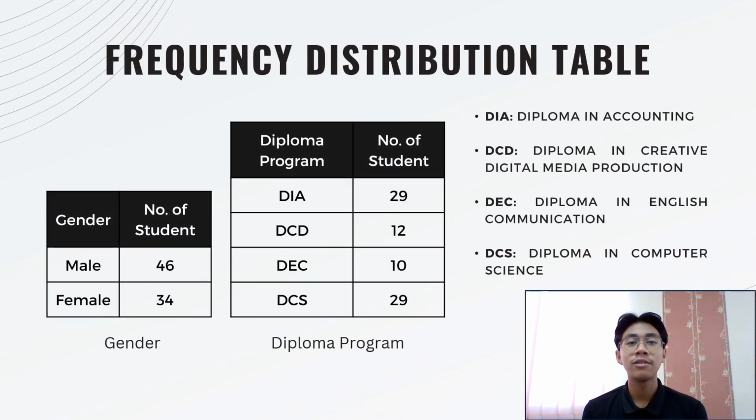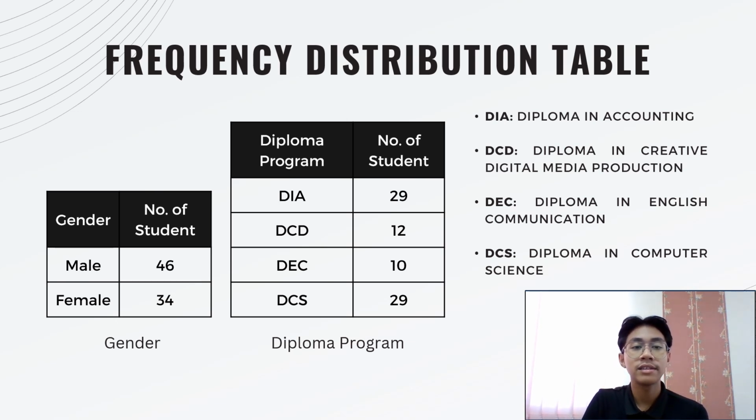Thank you, Aliff. So I will continue the presentation. Okay, so this slide shows the frequency distribution of gender across diploma programs at KPMIM. The programs include Diploma in Accounting, Diploma in Creative Digital Media Production, Diploma in English Communication, and Diploma in Computer Science. Next, this table shows the preferred study methods and types of support system utilized by the students in our sample. These categories will be further visualized in the next slide.